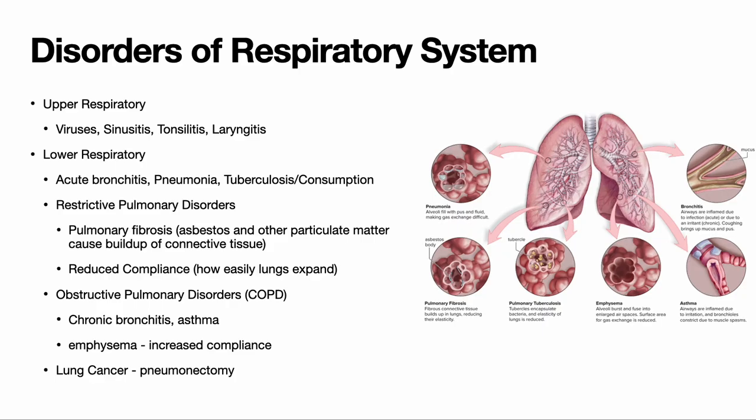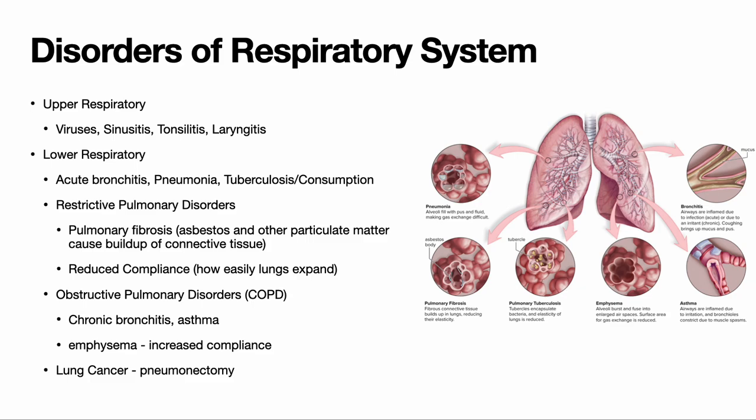All right, and then that brings us to the disorders of the respiratory system. So kind of going back and thinking about the anatomy of the respiratory system, you might have come across in your book discussions about how viruses can affect the respiratory system. Sinusitis, tonsillitis, laryngitis, these are all upper respiratory issues, usually connected to infections from microorganisms.